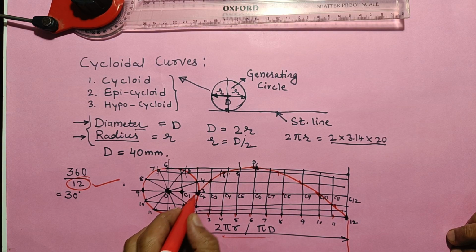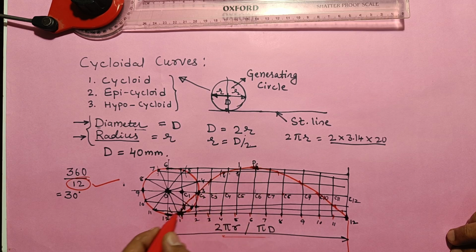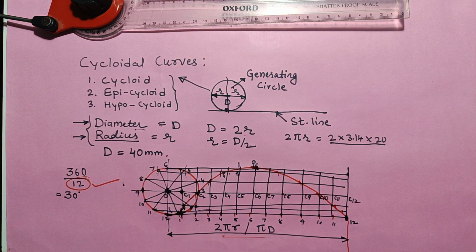Okay, so this is the tracing point of a circle, generating a circle. Like that you have to solve with all your drawing instruments.